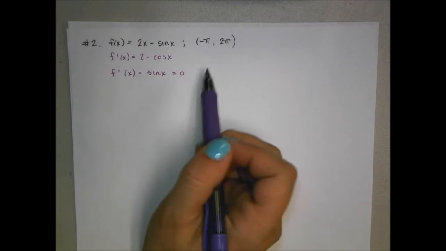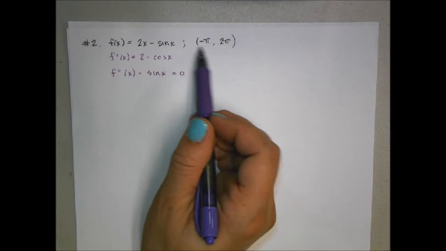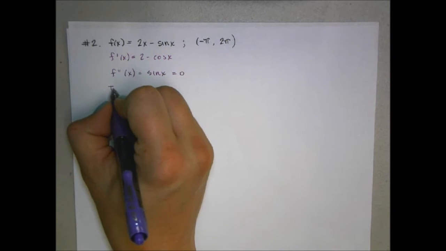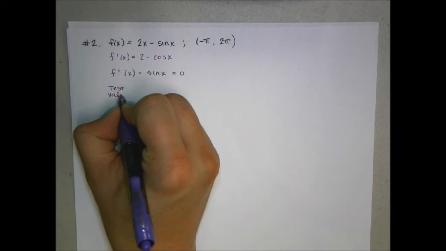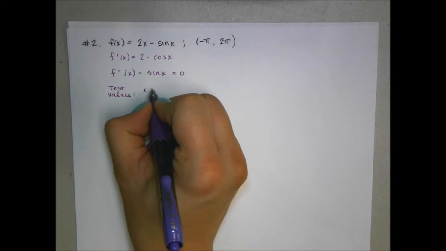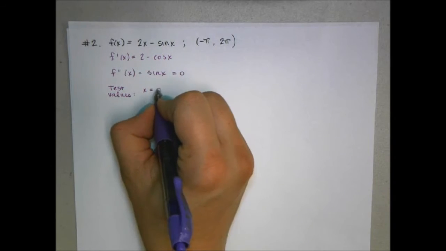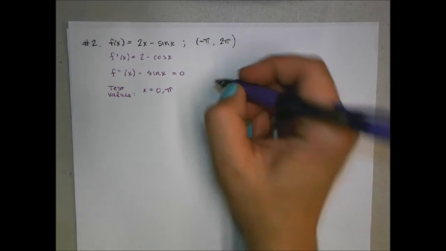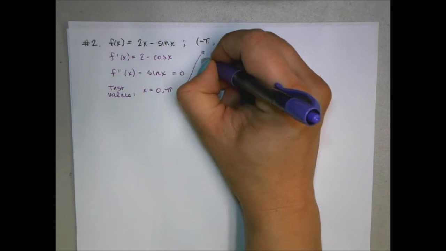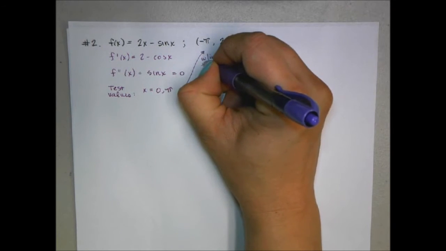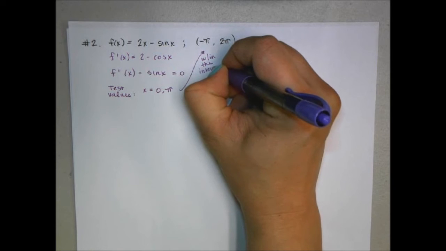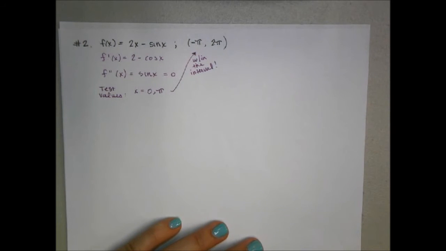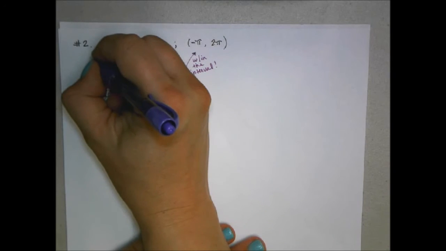So from -pi to 2pi, but not including those endpoints, when does sine equal 0? These will be our test values. So this happens at x equals 0 and x equals pi. These are the only two values that are within our interval. So watch out for other given intervals on other problems. Okay, that was step 1.